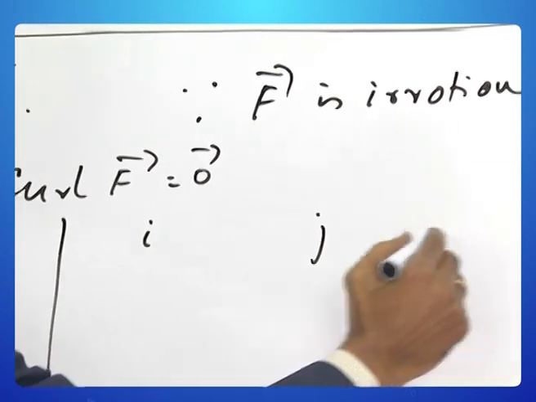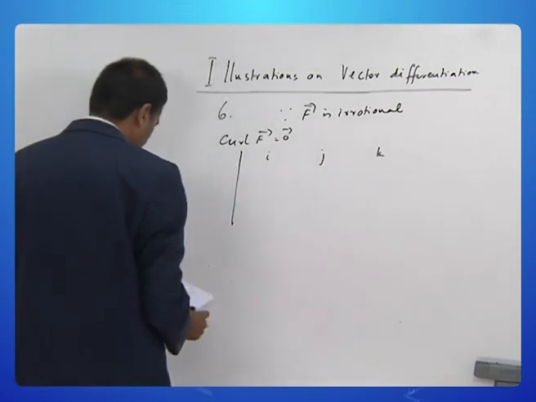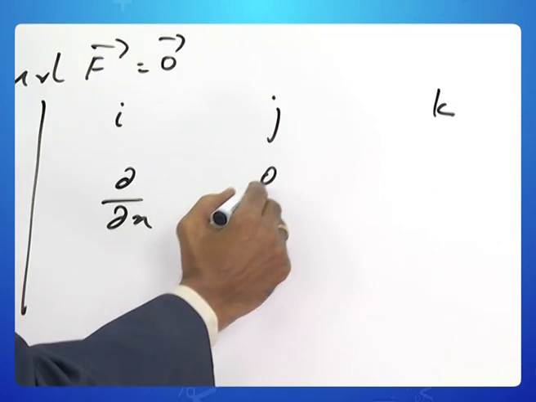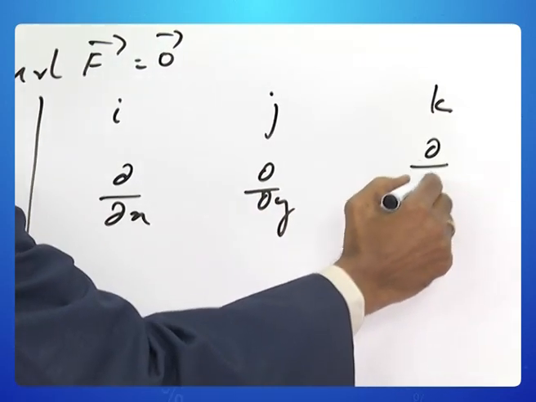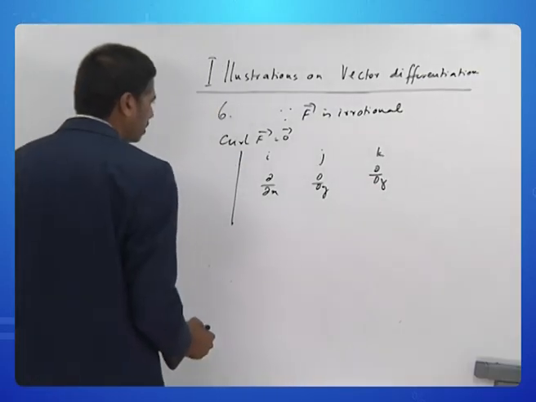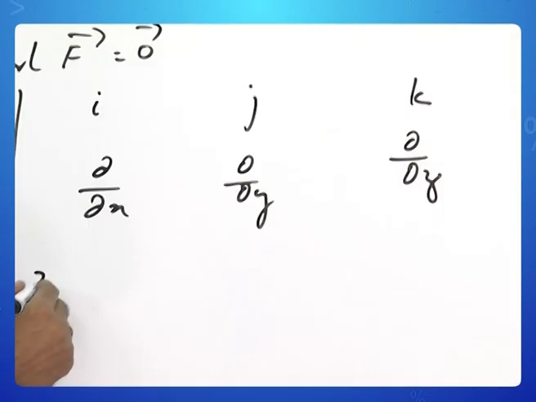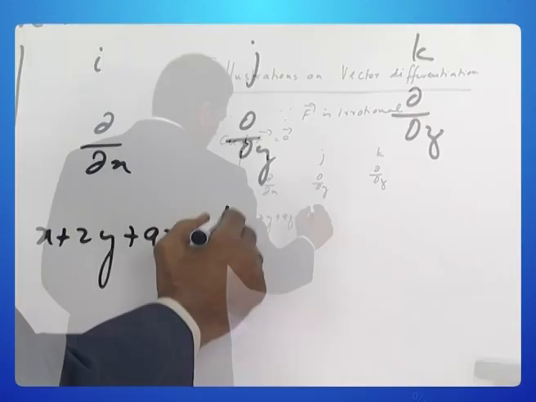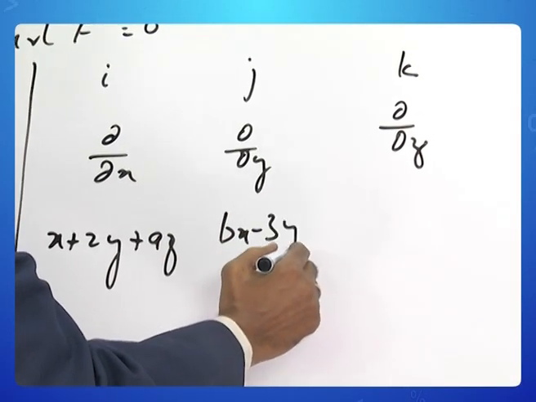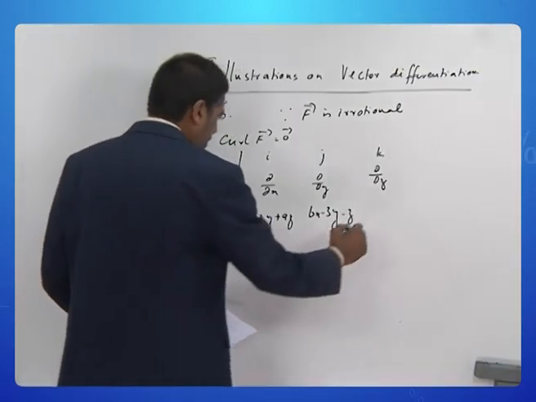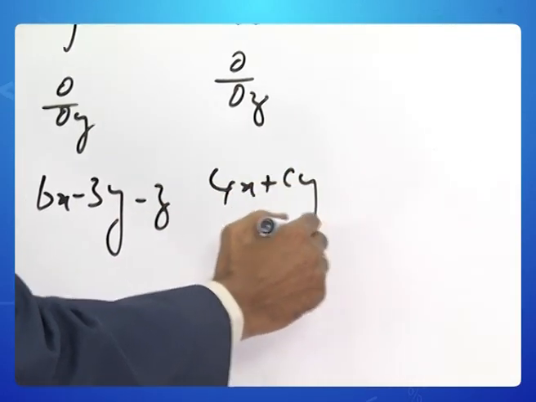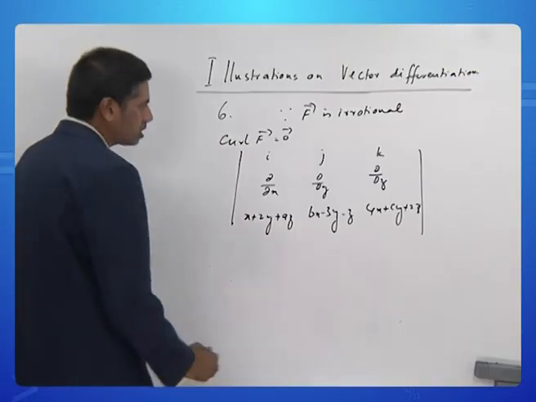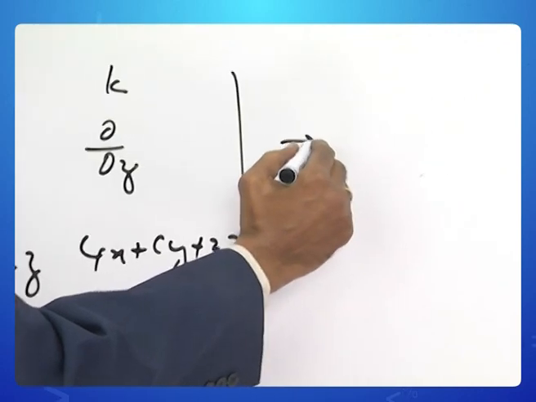So i, j, k, del by del x, del by del y, del by del z, and then let us feed the components of the vector: x plus 2y plus az, bx minus 3y minus z, 4x plus cy plus 2z. So let us expand this and set it equal to 0.